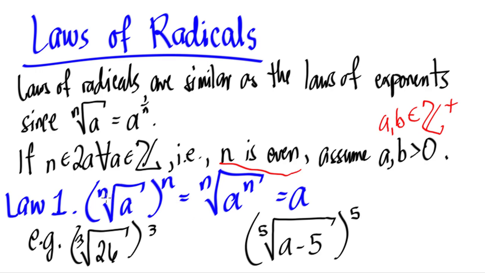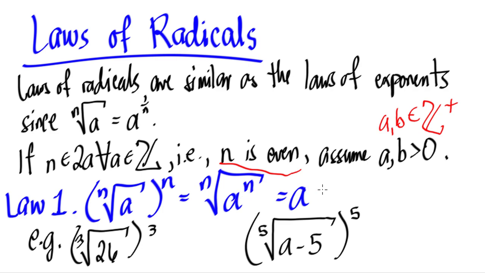The first law states that if we have the nth root of a raised to n, the writing is different but the way you read it is the same, and they're equal. The nth root of a raised to n is equal to a. That is, we cancel the exponent with our radical.